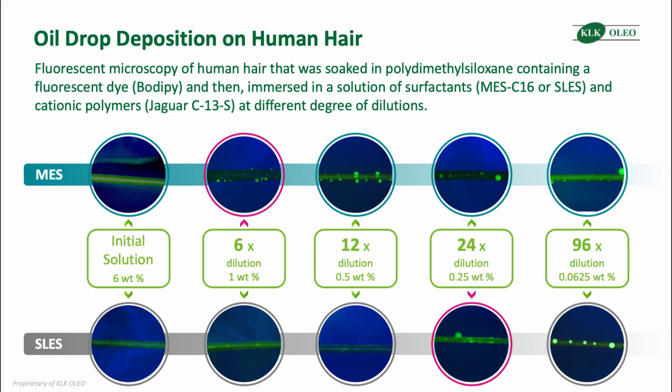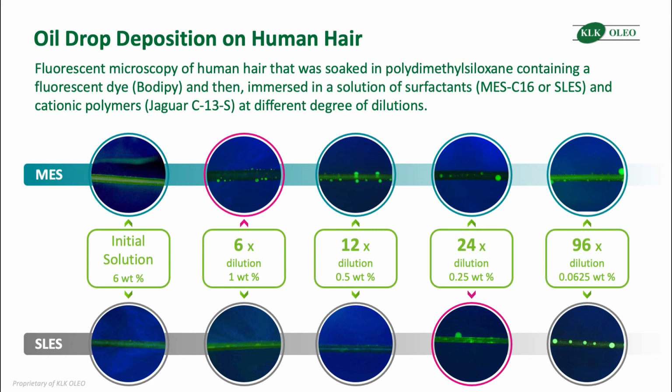The conditioning agent, polydimethylsiloxane, was spiked with a fluorescent dye. The hair fibers were soaked in this conditioning agent before being immersed in a solution of surfactants and cationic polymers. The initial solution contains 6 weight% of the surfactant and 0.1 weight% of the cationic polymer. In subsequent experiments, solutions were prepared with increasing dilutions. The hair fibers were visualized using a fluorescent microscope.